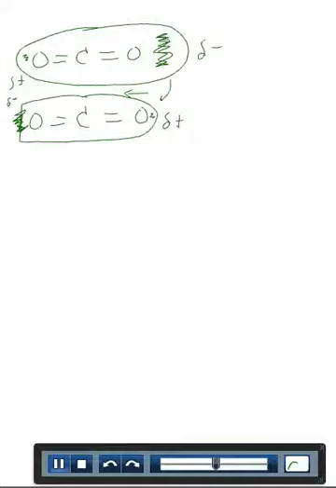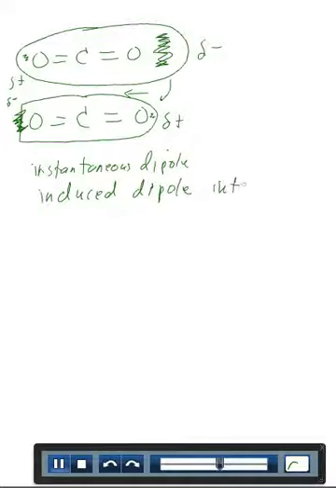And this is called an instantaneous dipole induced dipole interaction. So we have an instantaneous dipole in carbon dioxide number 1 here, which induces an instantaneous dipole in carbon dioxide number 2. So there is an instantaneous attraction between them.